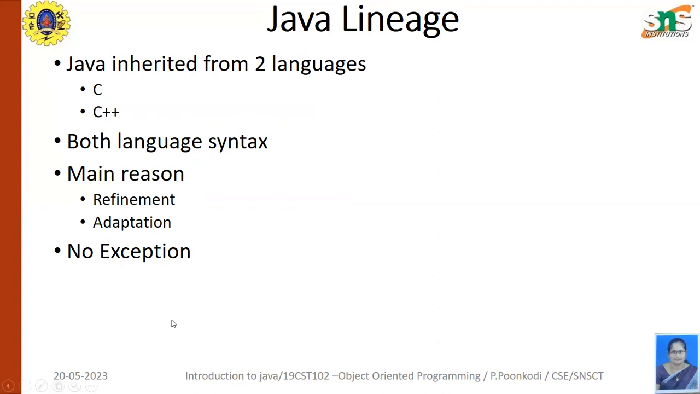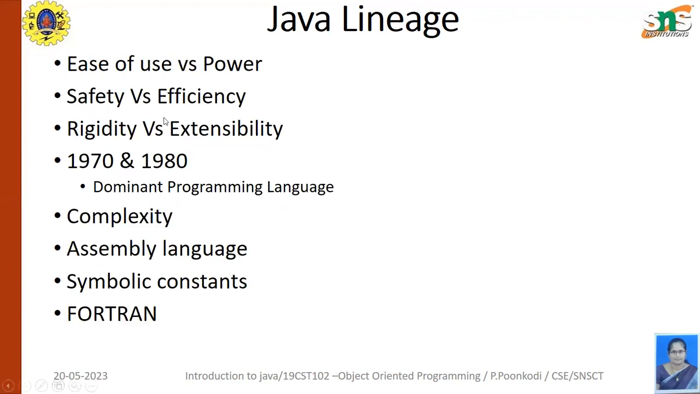And the exception concept is not available in Java programming. So explicitly it will not be allowed to use, but inbuilt we have this exception option in Java. Another purpose is ease of use versus power, safety versus efficiency, rigidity versus extensibility. During the 1970s and 80s, C was the prominent programming language of the era. While we were going through this period, the complexity rose very high. To reduce that complexity, they introduced the Java programming language.